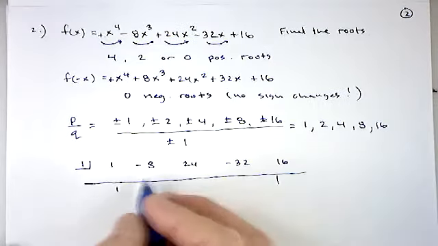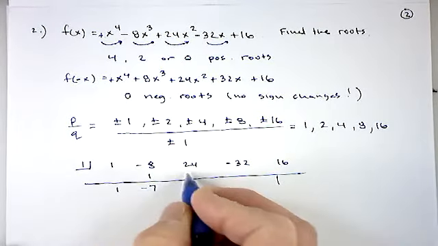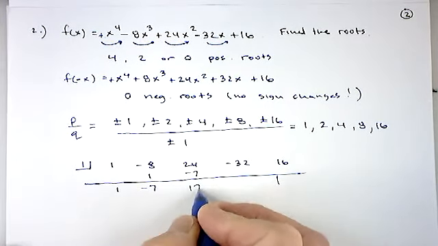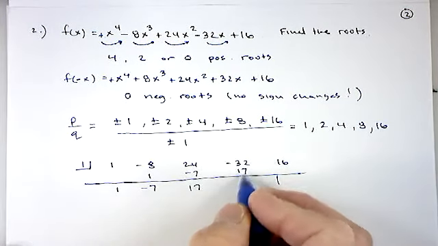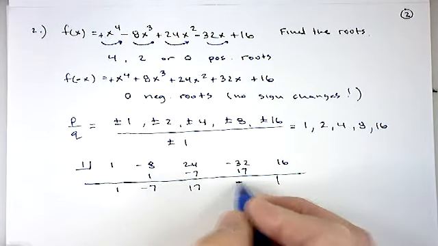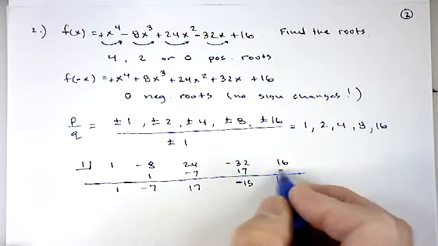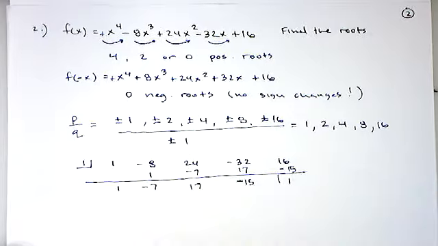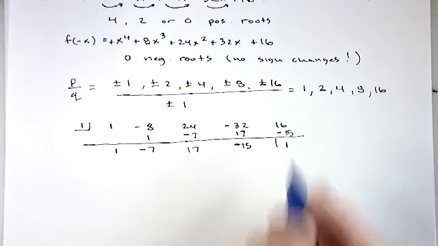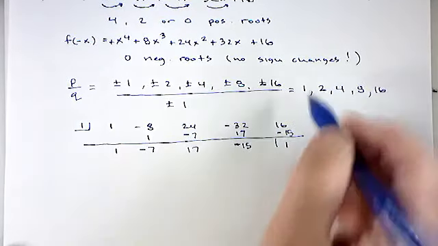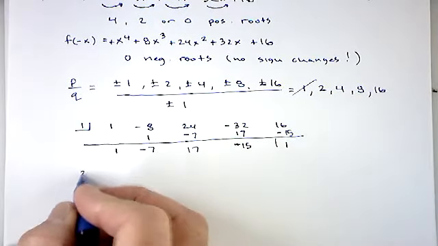Bring that down. That's 1, 1, negative 7, 17. Negative 32 plus 17 is negative 15. Oh, close. 16 minus 15 is 1 though. So that's not a root then. I need to get 0. So we can cross 1 off our list. Let's try 2.